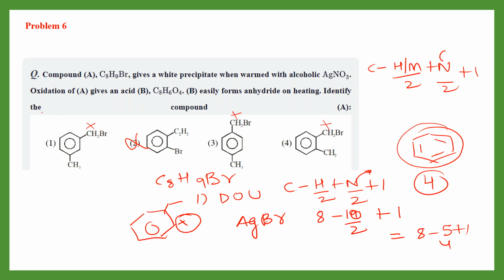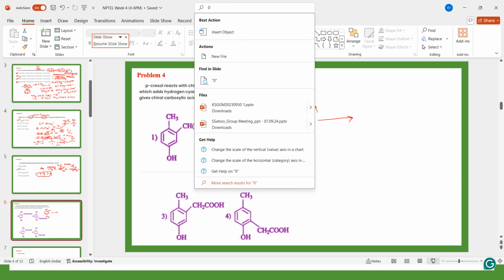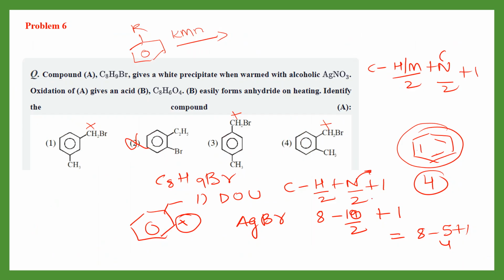But in the next line, what it is saying is that oxidation of A gives an acid. We should know that if we have an R group on our benzene ring, and it is oxidized by KMnO4 or any oxidizing agent, it is going to give benzoic acid.